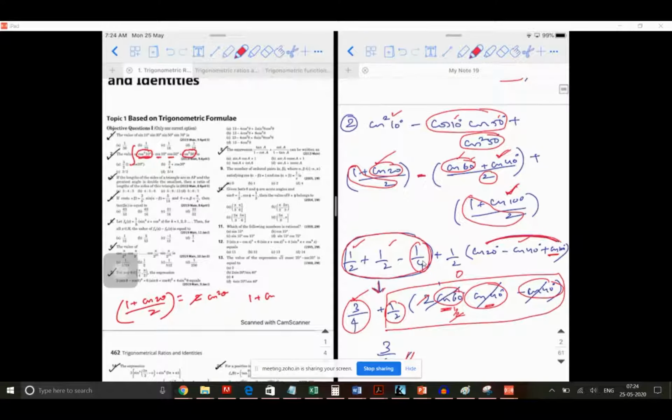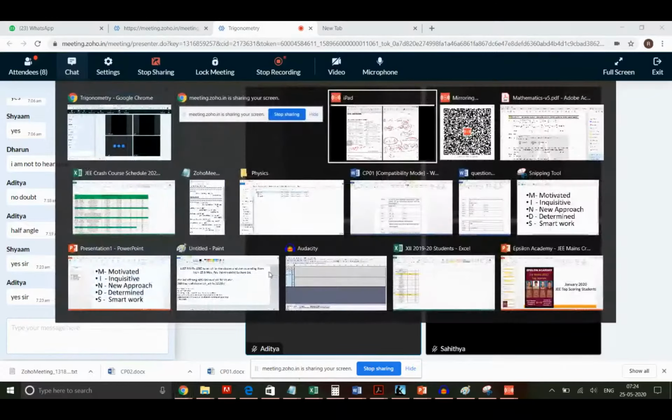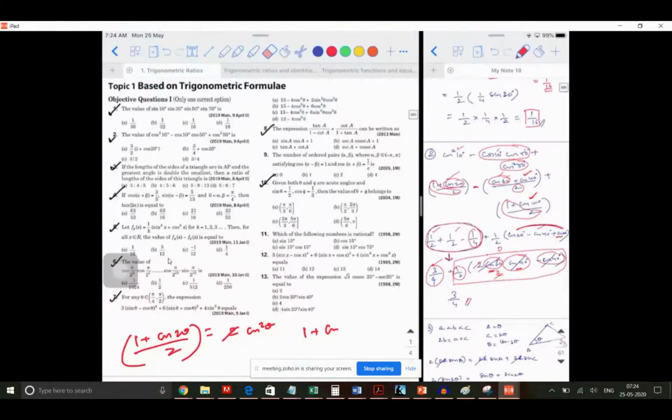Now, can I proceed to the third problem? Okay. See, now look at the third question. So, there's a good one actually. If the lengths of the side of a triangle are in AP and the greatest angle is double the smallest, then the ratio of the length of the sides of the triangle.